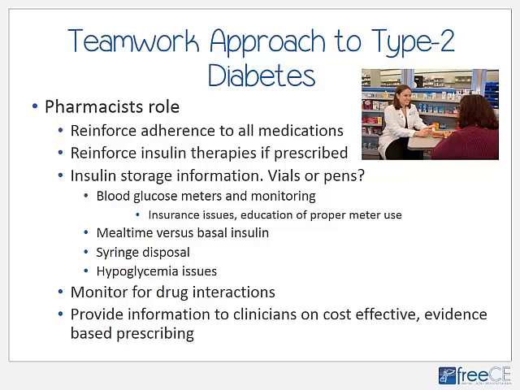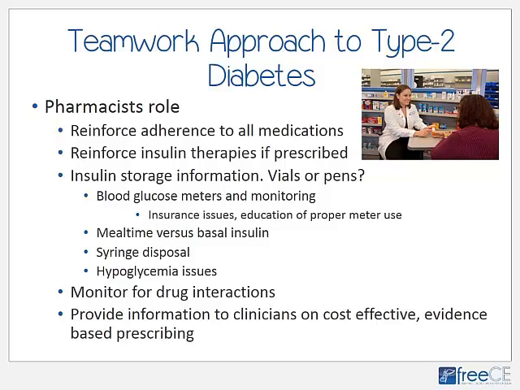Which is better, vials or pens? Well, it depends on our patients and how much insulin they're using. Blood glucose meters and monitoring, there's a lot of insurance issues. We don't seem to have trouble getting the free meters, but getting the test strips paid for can be a big challenge. The differences between mealtime versus basal insulin.